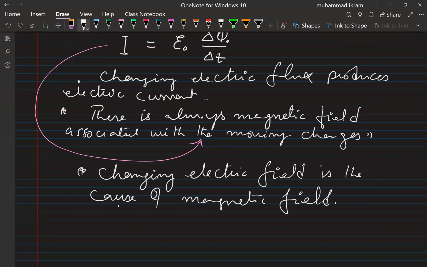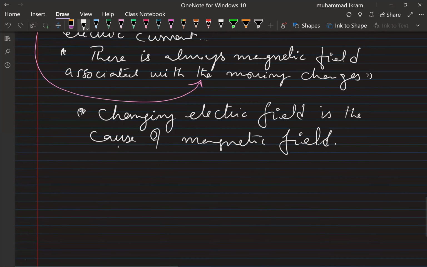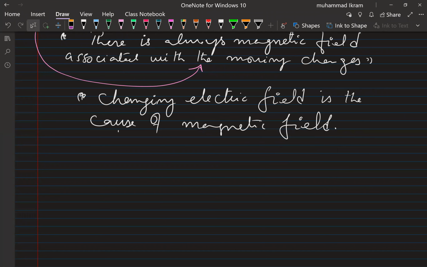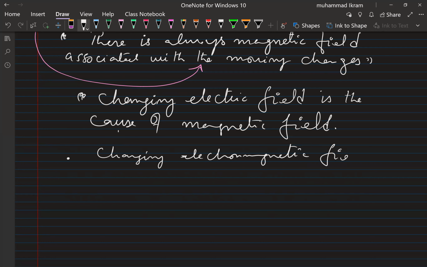Yeah, so this is what it explains, and from this point we can easily find out that this changing electric and magnetic field is the result that causes electromagnetic waves in the nearby region.